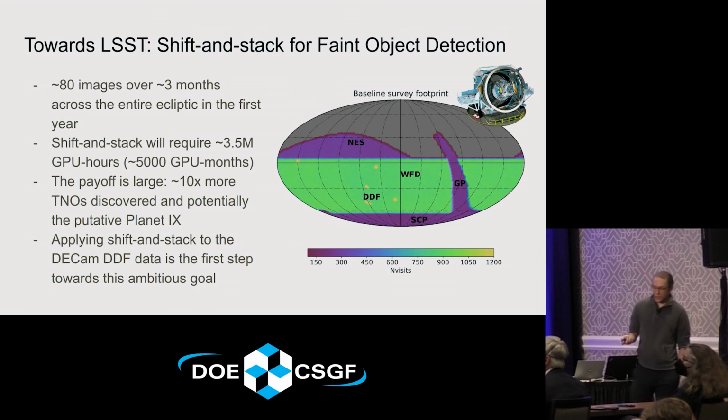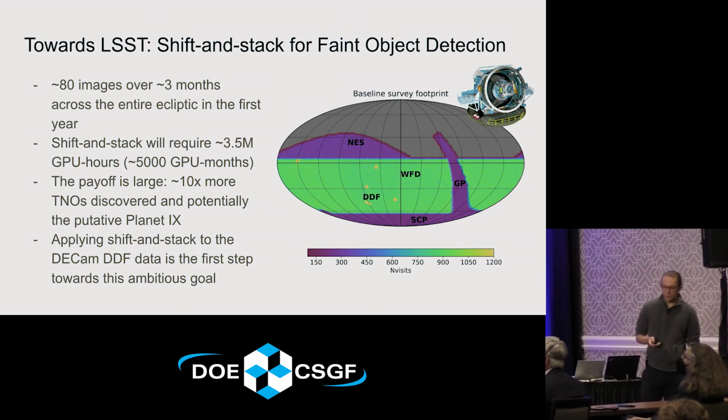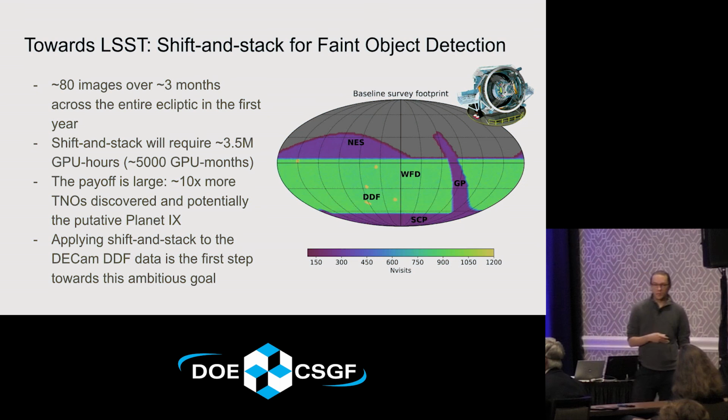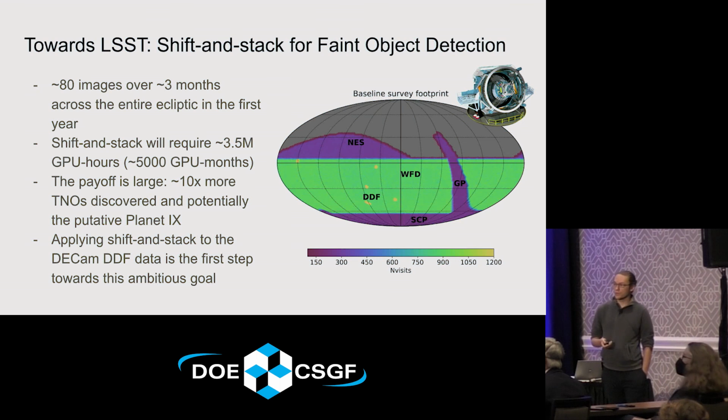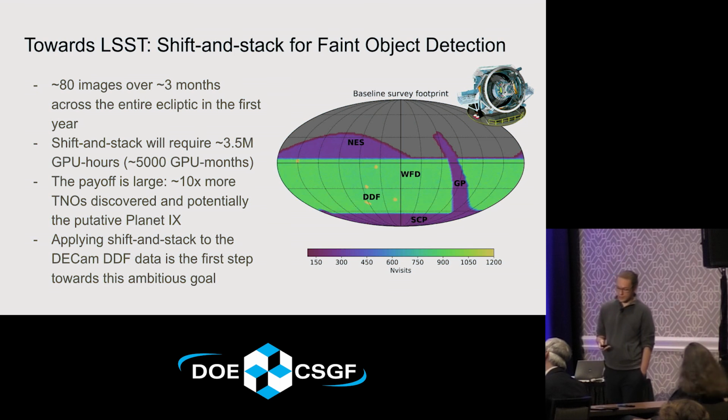And this is super computationally intense. However, the payoff is going to be large. We estimate that we'll be able to discover around 100 times more trans-Neptunian objects. LSST will discover around 10,000, and we expect 100,000 or potentially even up to 1 million. And this will, in addition to potentially discovering a planet beyond the orbit of Neptune, also help uncover the history of the solar system. And applying shift and stack to the DECam DDF data is going to be a first step towards this ambitious goal.